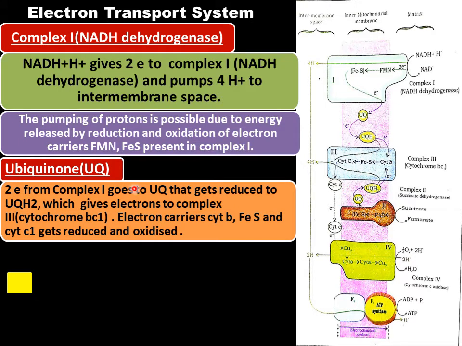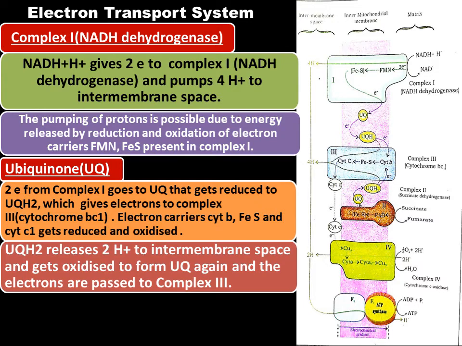Next is ubiquinone. The 2 electrons from the complex 1 go to ubiquinone that gets reduced to ubiquinol, UQH2, which gives electrons to complex 3, that is cytochrome BC1. The electron carriers cytochrome B, iron sulfur and cytochrome C1 get reduced and oxidized in the process. The ubiquinol releases 2H plus to intermembrane space. So here the ubiquinol will be pumping 2 protons towards the intermembrane space. And when they do so, they will get oxidized and the electrons will be passing to complex 3. So from the UQH2, reduced ubiquinone, electrons pass to complex 3.